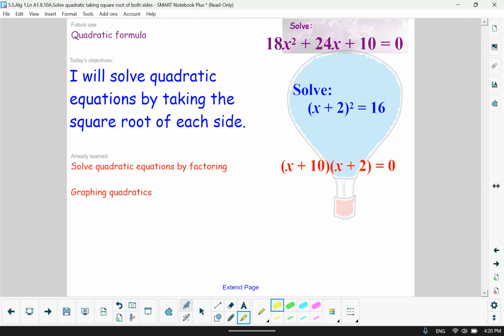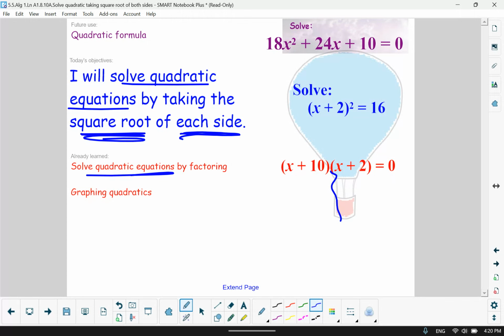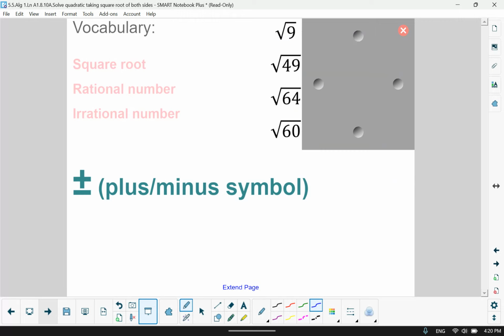Goal today, again, to reiterate what we have already learned. We've already learned solving quadratic equations, only we've learned by splitting it up. We're going to focus today and a little more tomorrow solving by taking the square root of each side. A reminder, please, what this plus or minus means. It does mean a positive or a negative.